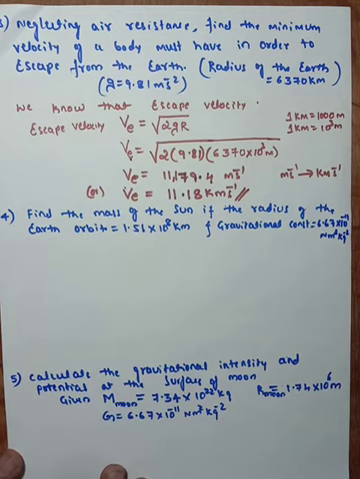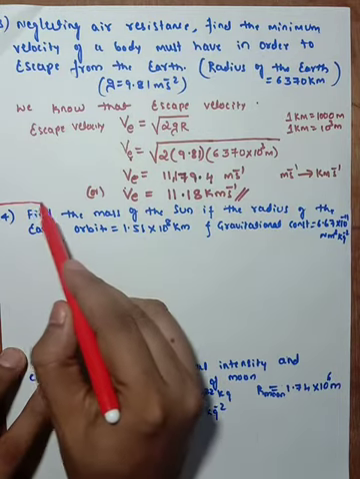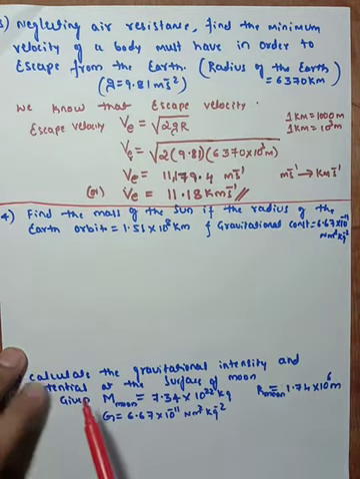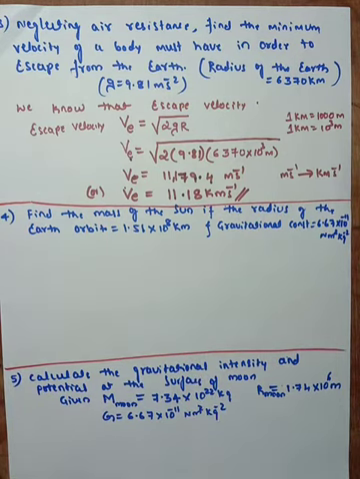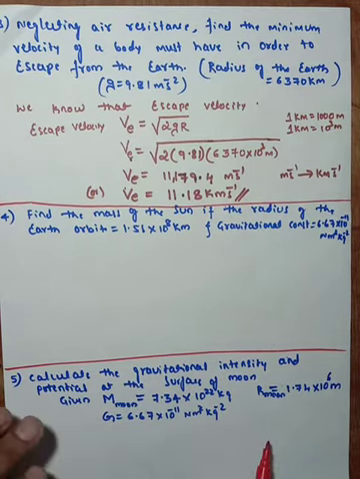Yes. Okay, so let me solve one more problem. This is problem number 4. Find the mass of the sun if the radius of the earth's orbit is given and the gravitational constant is also given. Find the mass of the sun.